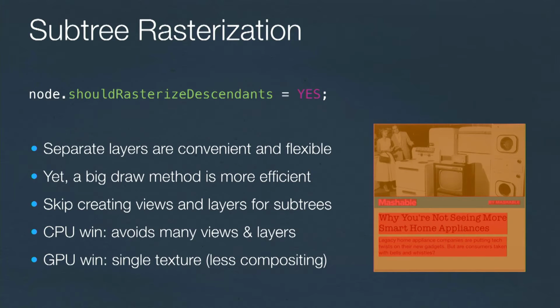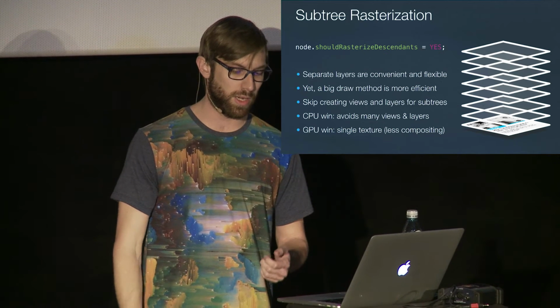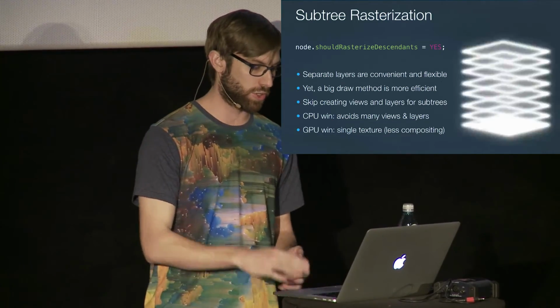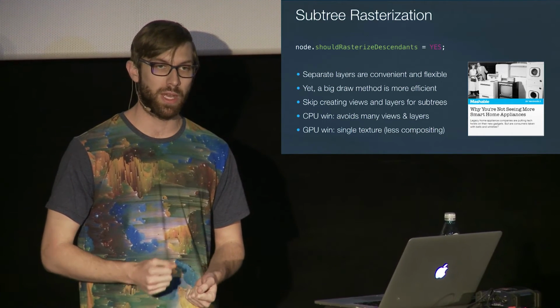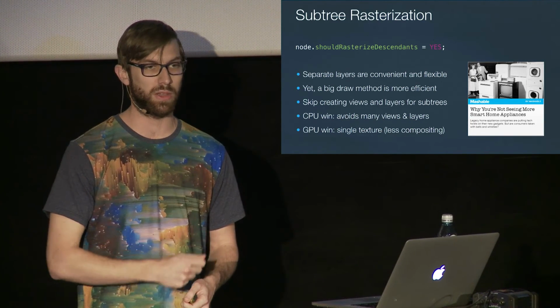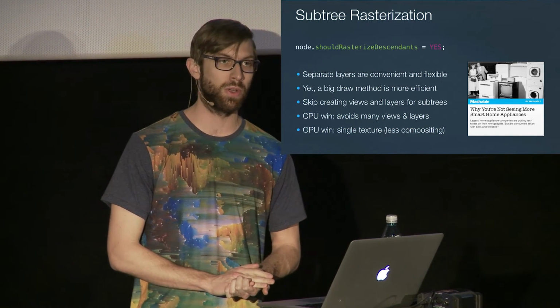Another is subtree rasterization. There are a bunch of pitfalls to using rasterize options on CALayer, but this is a much safer way to compress down a tree of multiple layers that you'd like to have separate so that your layout code has an easier time moving them around depending on the circumstances. But we can set up our rendering pipeline so that we can just compress these down and have a single texture. And what's great about this is that it's both a CPU and a GPU optimization. So we avoid creating layers and views for all of those things, but we also avoid blending on the GPU on each frame.